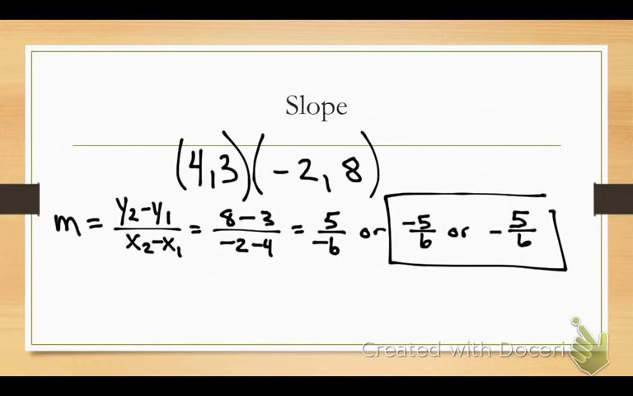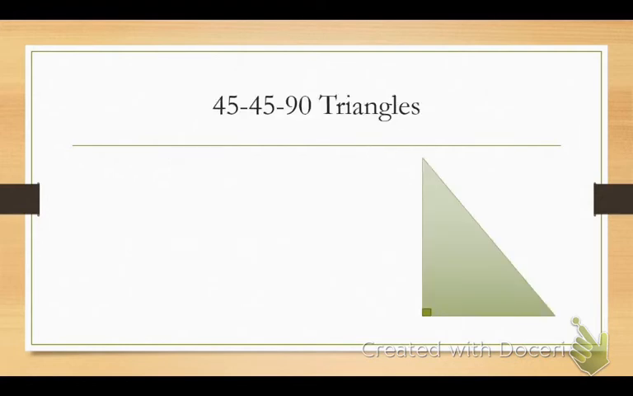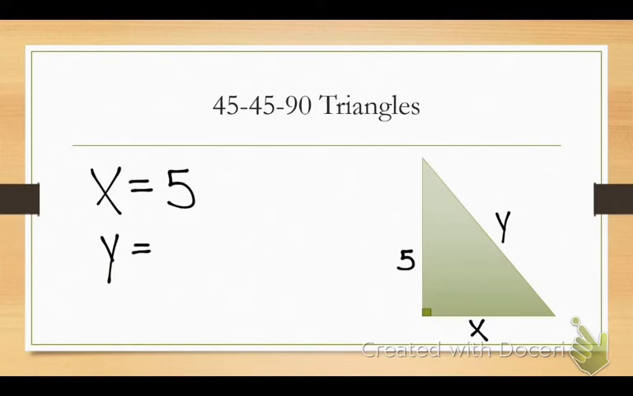Now let's look at our special right triangles. 45, 45, 90 triangles. If I give you one leg length, can you tell me x and y? What do I know about the legs of a 45, 45, 90? They're the same. So if one is 5, the other one's going to be 5. X equals 5. Does anybody know what y is going to be? Colby? 5 times the square root of 2.